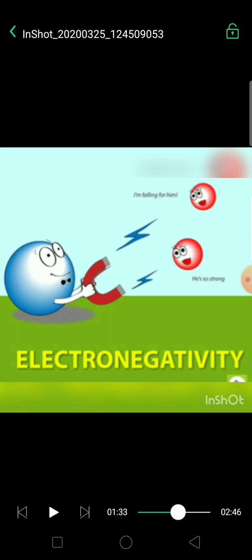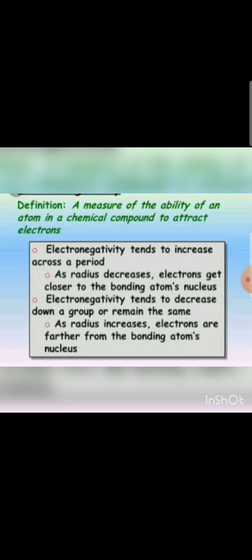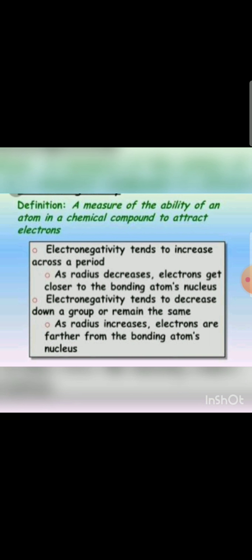What is electronegativity? Electronegativity is the tendency of an atom to attract electrons towards it. So that is your electronegativity. Once again, I will tell you what electronegativity is: a measure of the ability of an atom to attract electrons towards it.